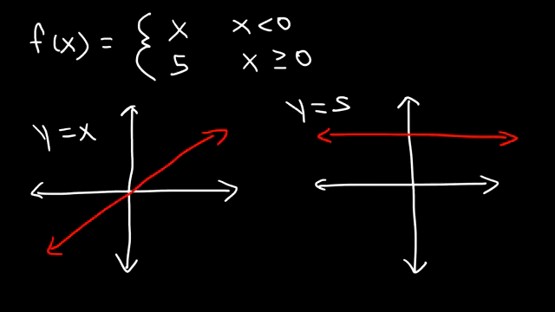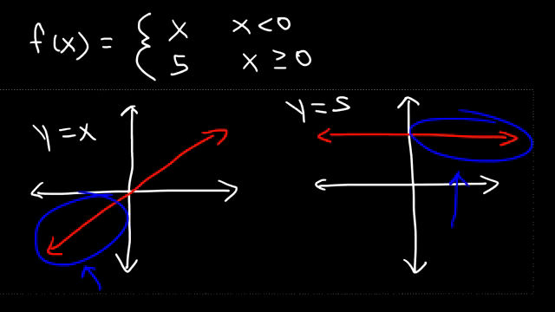Now, we only need this portion of the graph when x is less than 0. And we need this portion of the graph when x is greater than or equal to 0. So the piecewise function is going to combine the left side of this graph with the right side of that graph. So let's put it all together.